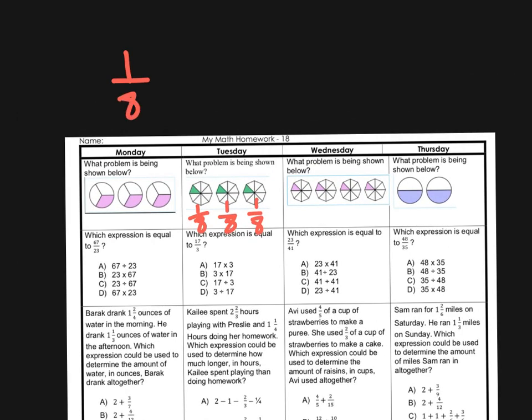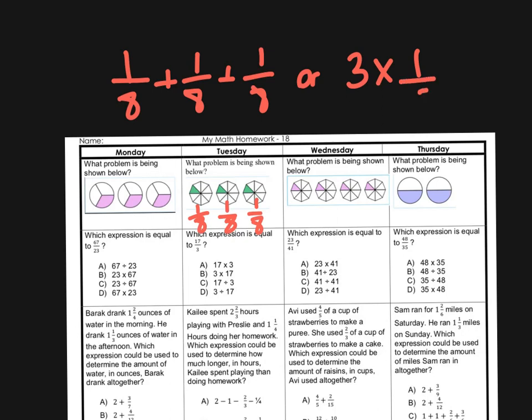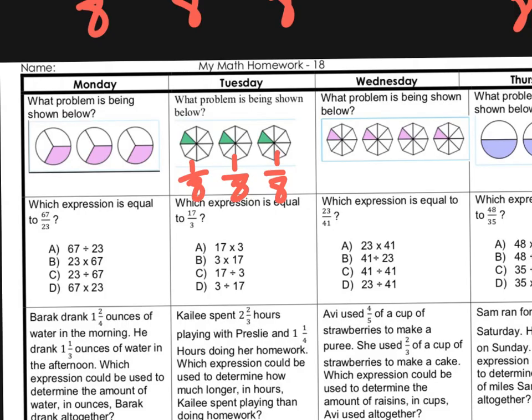Or you can do 3 copies of 1/8. So that'll be 3 times 1/8. So that means this 1/8 3 times. It's the same thing. For number 2, it says, which expression is equal to 17 over 3?